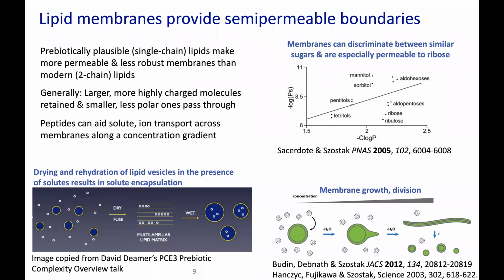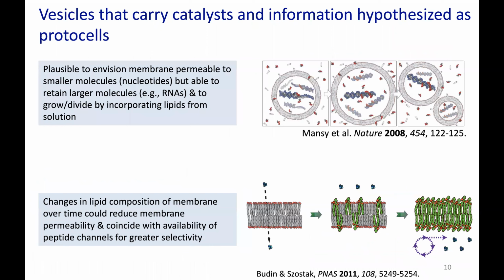Another important thing that's been observed for lipid vesicles is their ability to grow by addition of new lipids from solution. And that's really important for the idea of transitioning these into protocells that could grow and divide. These observations and a host of others that we don't have time to go through today suggest the possibility that vesicles could serve as protocells. They could house catalysts, information, and/or metabolism. And so you can think about how you would envision such a protocell.